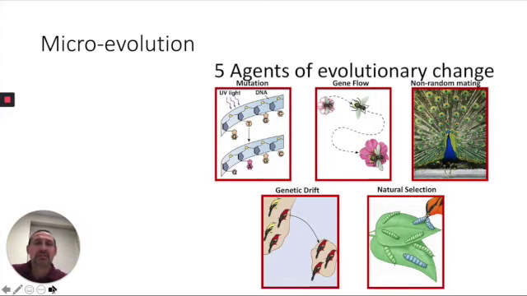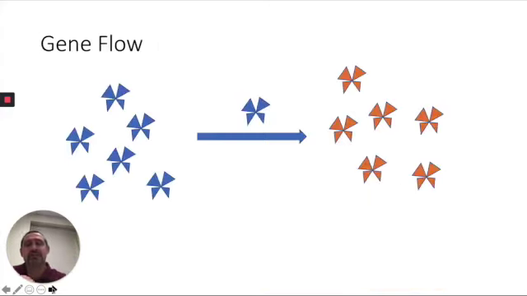The next thing is gene flow. That is just transferring genes from one group to another group, from one population to another population. So in this case, the blue butterfly flutters over to the orange butterfly population. They're able to breed, and as a result, the blue butterfly passes on its blue genes.